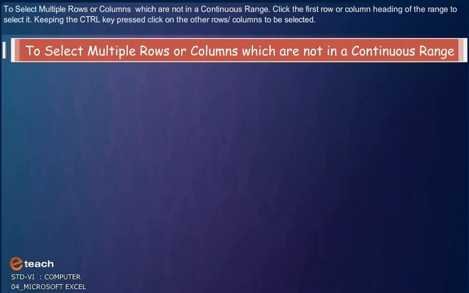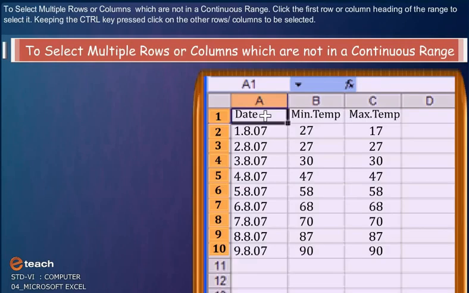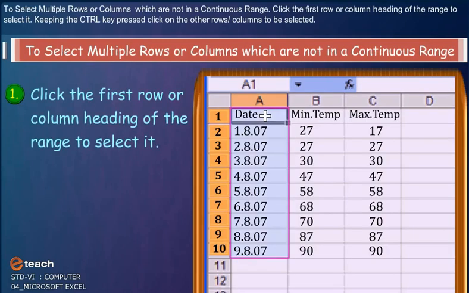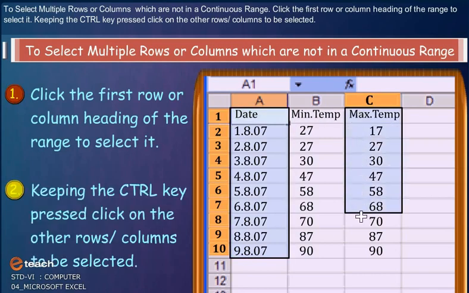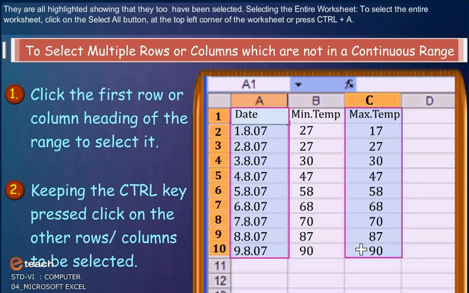To select multiple rows or columns which are not in a continuous range, click the first row or column heading of the range to select it. Keeping the Ctrl key pressed, click on the other rows or columns to be selected. They are all highlighted, showing that they too have been selected.